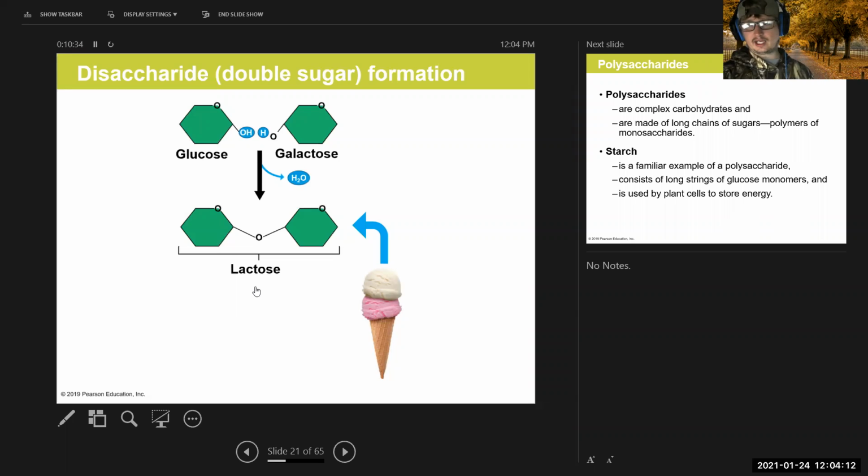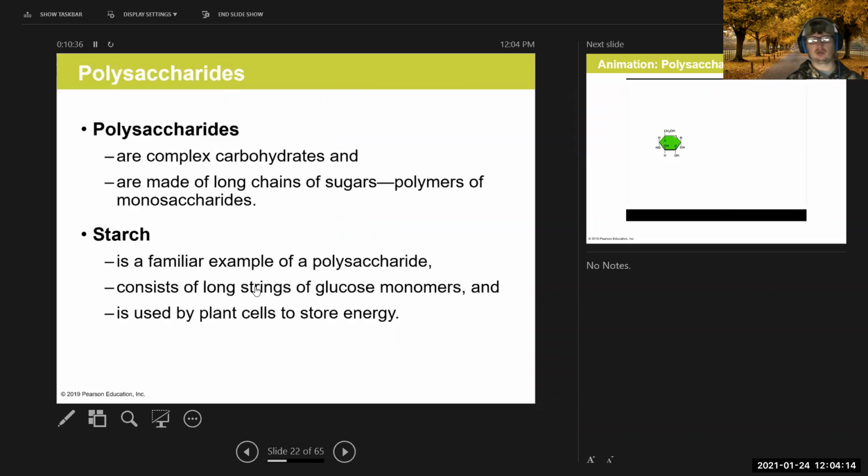Now, whenever you get molecules that have more than two sugar monomers, two monosaccharides, you end up with a molecule that's referred to as a polysaccharide. These are your very large, complex carbohydrates that can be the long chains, branching structures, etc. And starch is a good example of a polysaccharide.